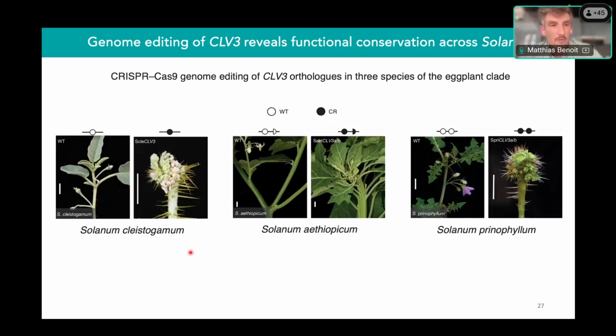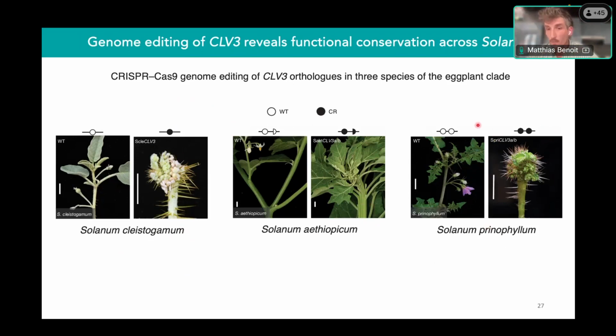We took advantage of our CRISPR-Cas9 genome editing pipeline to induce mutations in the clavata3 ortholog in the three species we've selected. So you can see here the phenotypes of the loss of function mutation for clavata3 in the different species we mentioned. What you can see here for cleistogamum and here for ethiopicum is that the loss of the one functional copy translates into an over-proliferative meristem phenotype that is very similar to the one we see in tomato.